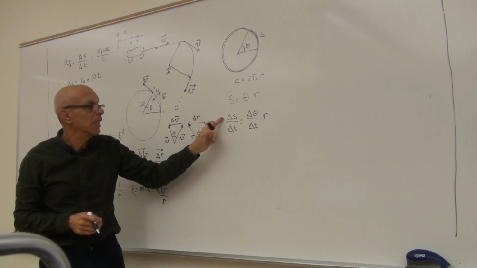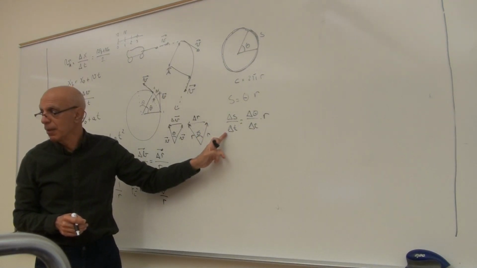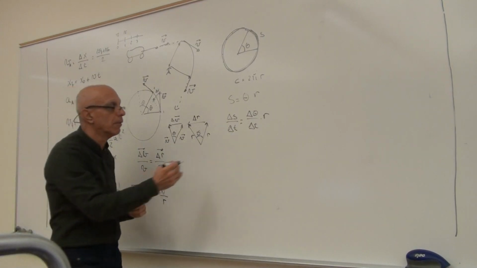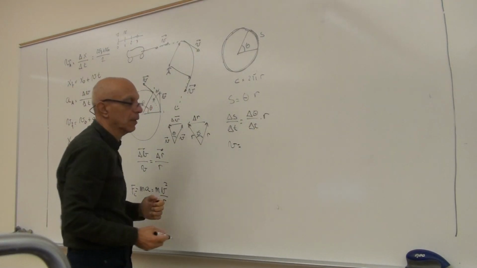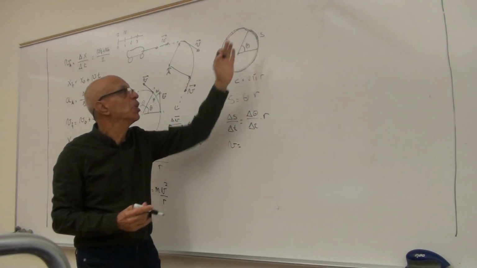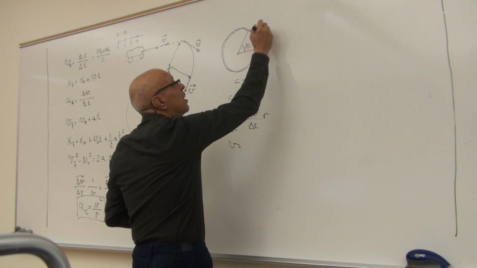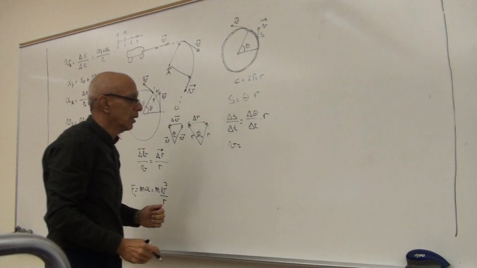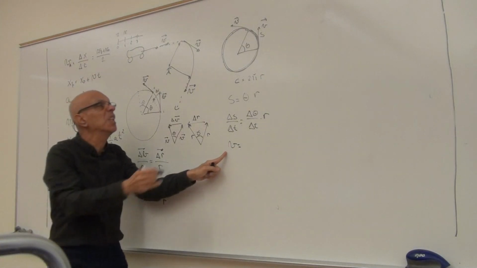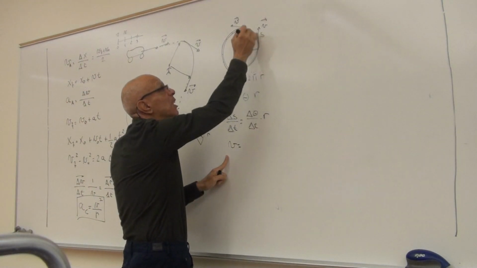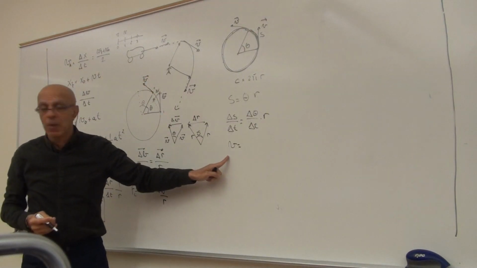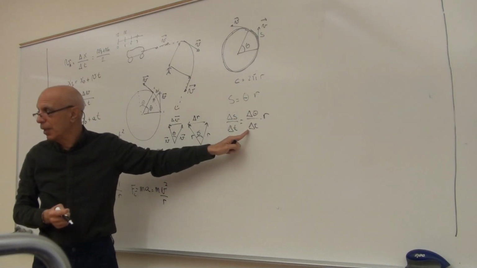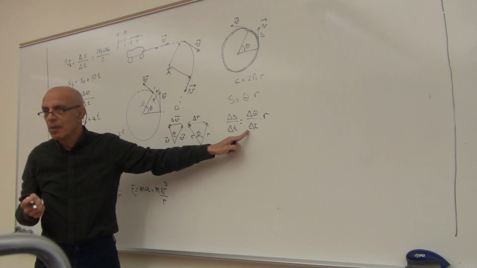So, what is delta S over delta T, right? Delta S over delta T is the speed, the tangential speed. Because this thing here is going this way, and this here is going that way. So this is how this thing is moving here. How fast is this thing moving here? Now, what is delta theta divided by delta t? What is that?